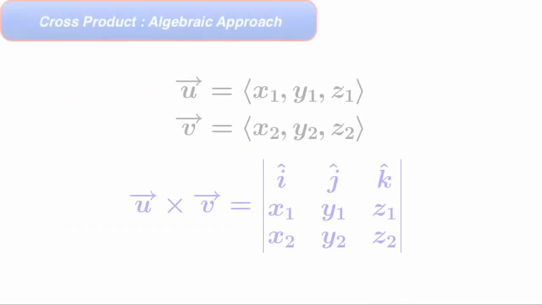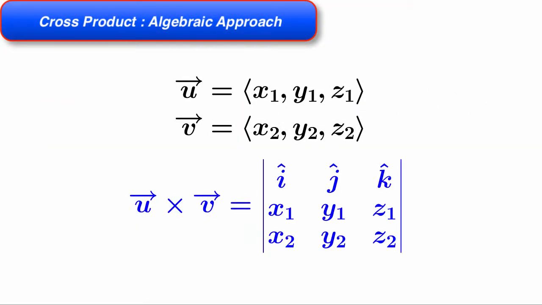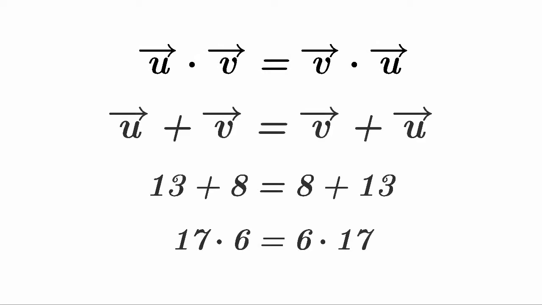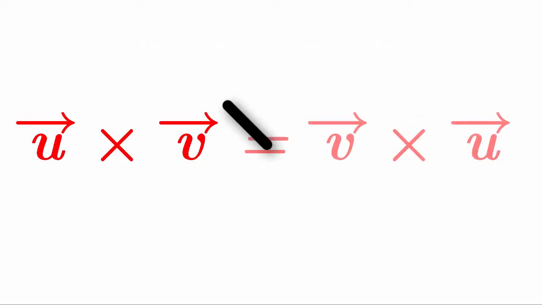In class, we'll learn how to compute the cross product algebraically, and unfortunately, the process is more complex than that of the dot product. Unlike dot product and every other operation you know, the cross product is not commutative.